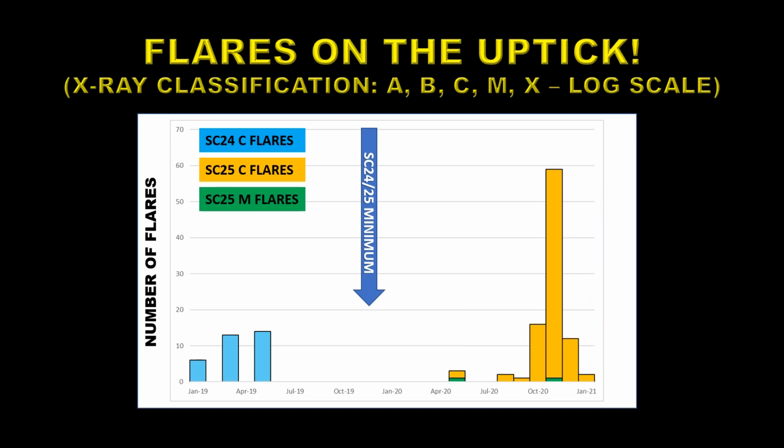Do the same with flares. Before minimum, we only had C flares from solar cycle 24, and after minimum, we had C flares from solar cycle 25 and a couple of M flares from solar cycle 25.